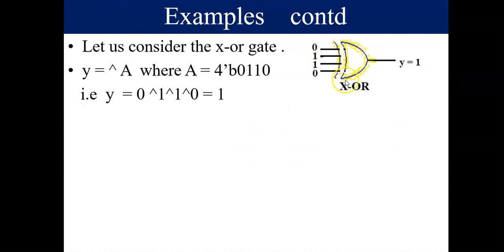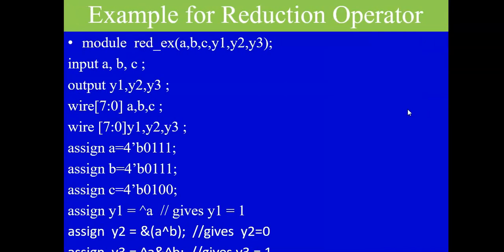Here I have chosen one XOR gate. So what is the meaning of this? Y equals XOR A means, suppose A is the input, 4 bits, 0, 1, 1, 0. That means 0 XOR 1 XOR 1 XOR 0. Definitely, obviously what will the output be? Output Y is equal to 0. That means 4 input bits are reduced to 1. So this is the case of what you call reduction operation.